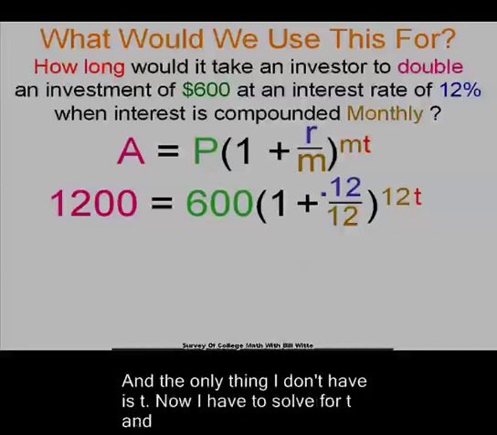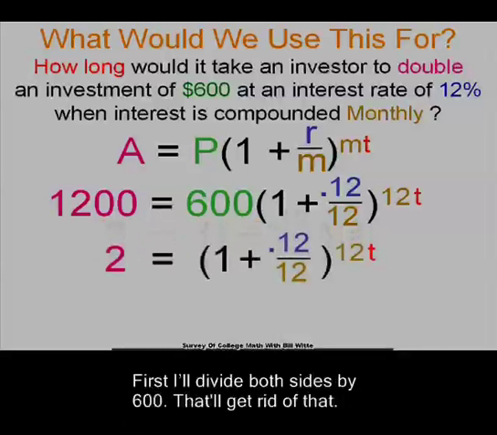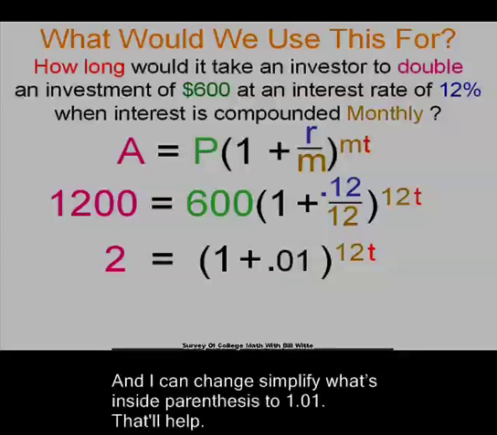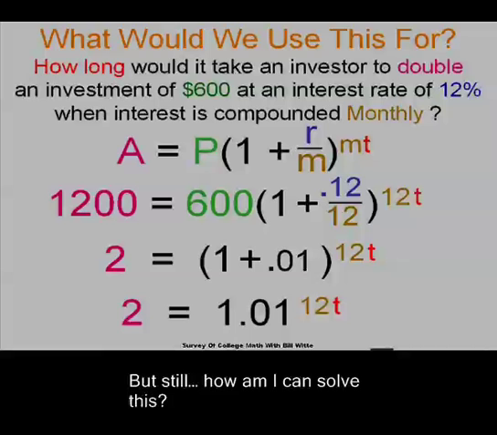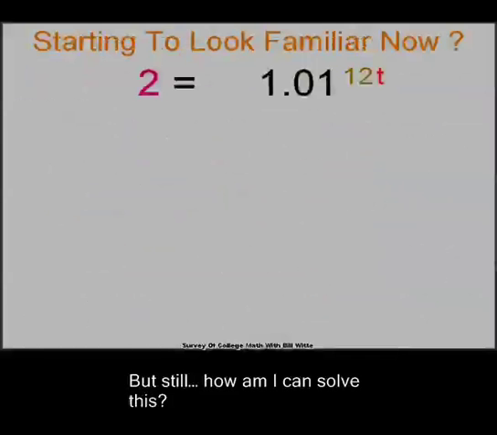Now this is going to be a little bit of trouble because I've got to solve for t, and t is in the exponent position. Well, we'll start getting rid of things. I'm going to divide by 600. That'll get rid of that. But how am I going to get rid of the rest? Oh, I can change 0.12 divided by 12 to 0.01. That'll help. And I can add the 1 and the 0.01. But still, how am I going to solve this?